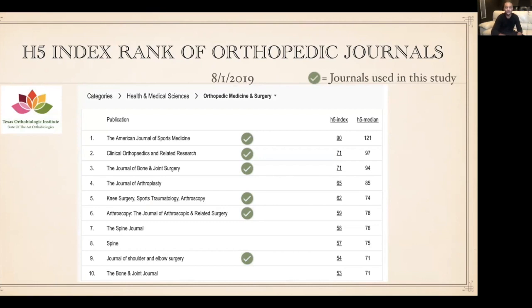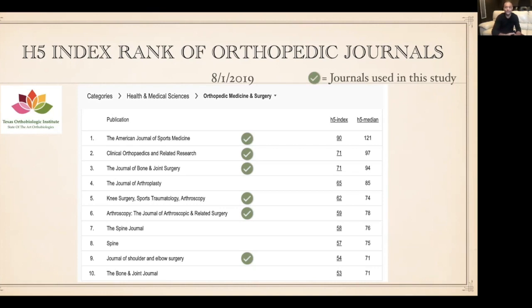The number two journal was Clinical Orthopedics and Related Research, which was also included in our study with an H5 index of 71. JBJS, or the Journal of Bone and Joint Surgery, the American edition, was the number three journal at that time, was also included in our study. The first journal in the top 10 that we did not include was the Journal of Arthroplasty. The next two journals, number 5 and 6, we did include, and those were the journals of knee surgery, sports, traumatology, and arthroscopy, and also the Green Journal of Arthroscopy, now renamed Arthroscopy, the Journal of Arthroscopic and Related Surgery.